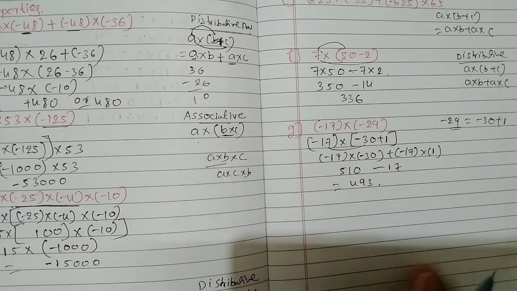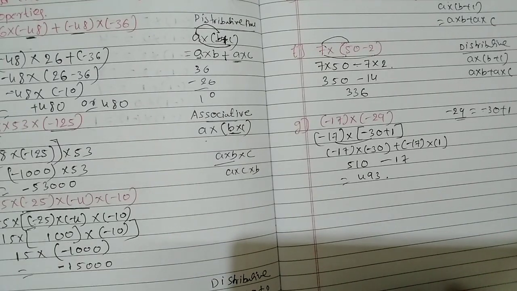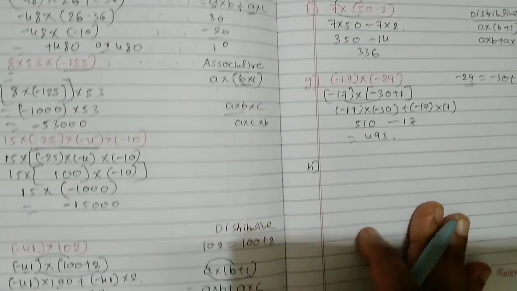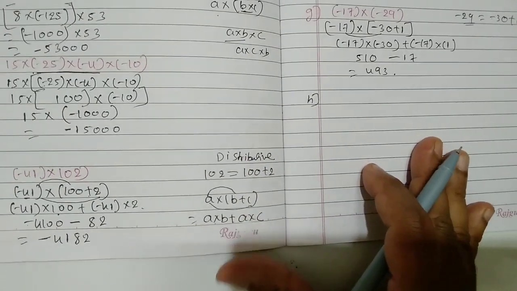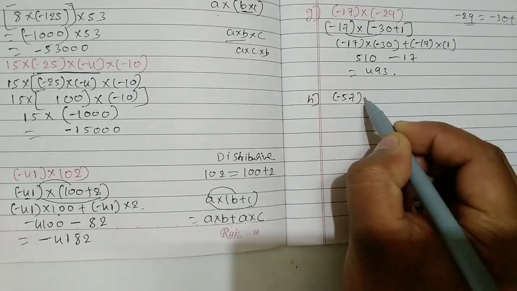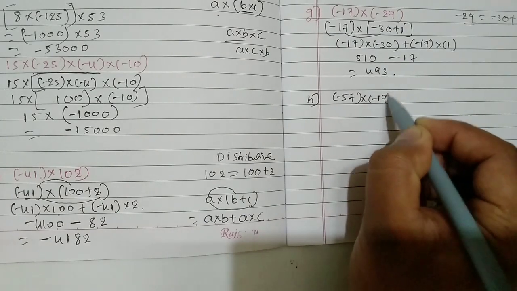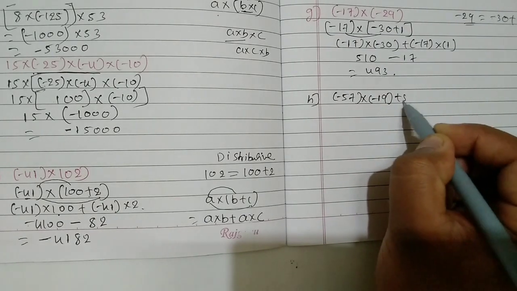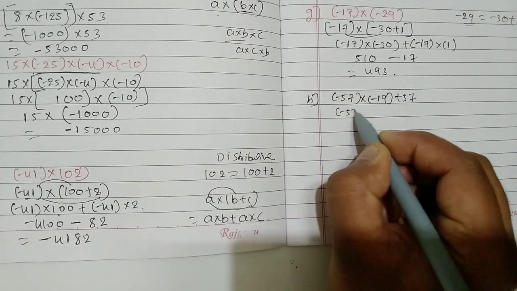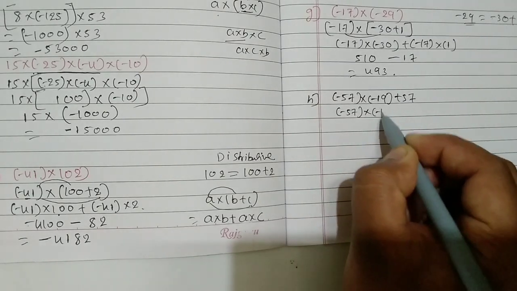So we have another question here, that was question H. So H, I can write here: minus 57 into minus 19 plus 57, right? So how can we solve this one? It is also under the distributive property, right? So simply minus 57 into minus 19.